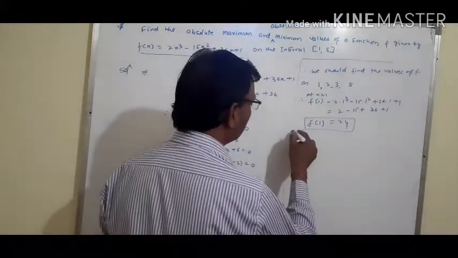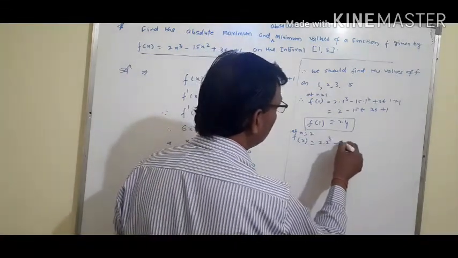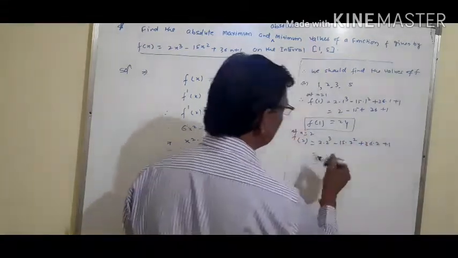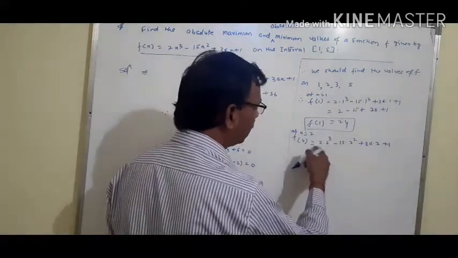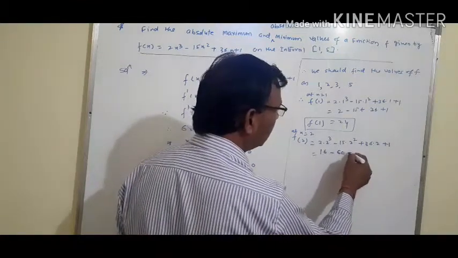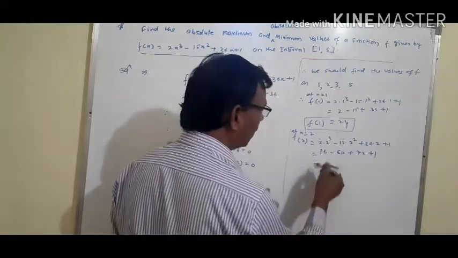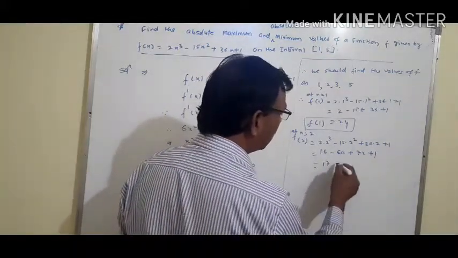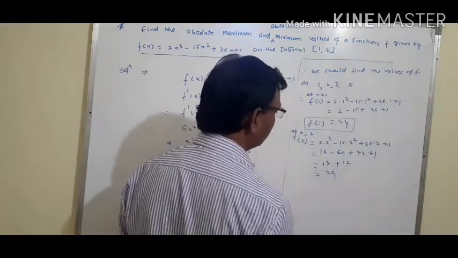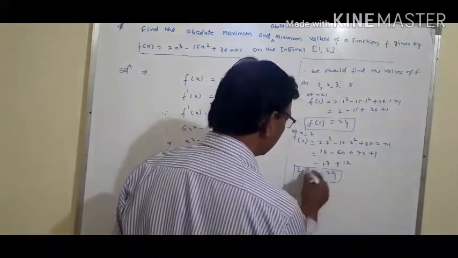Now at x equal to 2, f of 2 equal to 2 into 2 cube minus 15 into 2 square plus 36 into 2 plus 1. This will be 2 cube means 8, 8 2s are 16, minus 2 square 4, 4 into 15, this will be 60, plus 36 into 2, 72, plus 1. Now 16 plus 1, 17 plus 72 minus 60, this will be 29. Means f of 2 equal to 29.